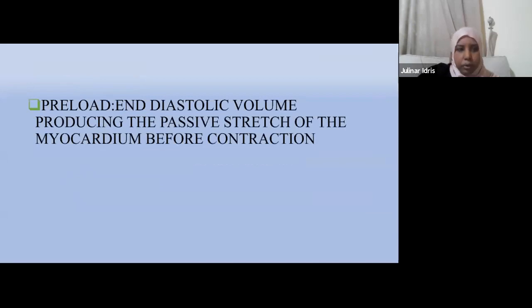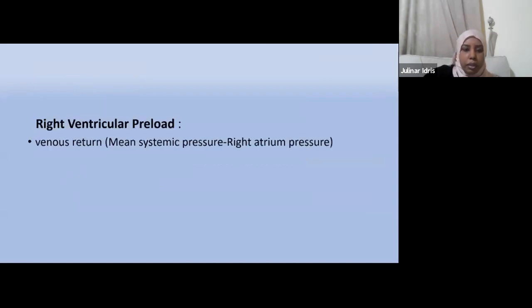So if you go to preload, we know that preload is the end-diastolic volume producing the passive stretch of the myocardium before each contraction. So when we are talking about fluid management, basically, we are talking about preload. So why do we need the fluids? Actually, we need the fluid to improve the right ventricle preload mainly, which is the venous return. And this venous return is usually determined by the difference between the mean systemic pressure and the right atrial pressure.